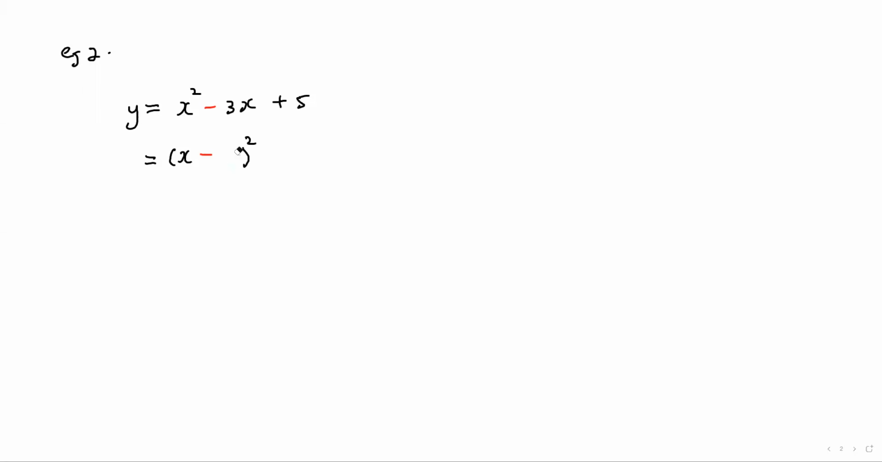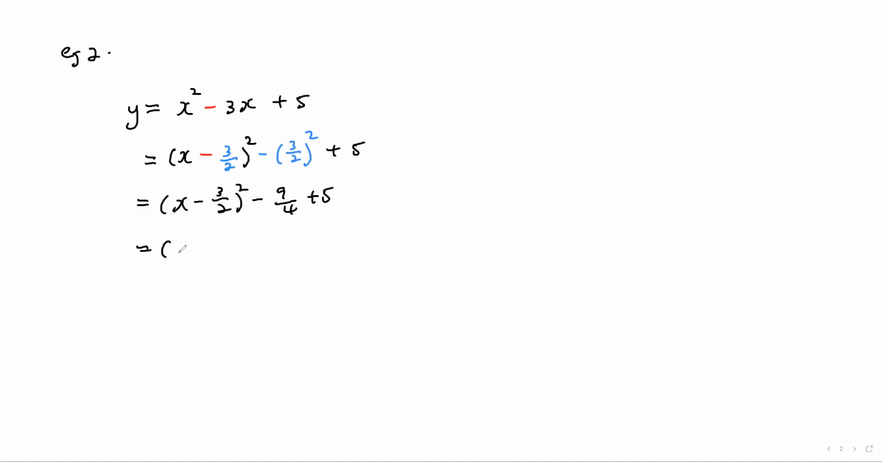Maybe I should use another color again. So this is 3 over 2. We're going to minus the square of 3 over 2. And then this is a plus 5, so we plus 5 here. And then we try to simplify that. This is x minus 3 over 2 squared minus 9 over 4 plus 5.